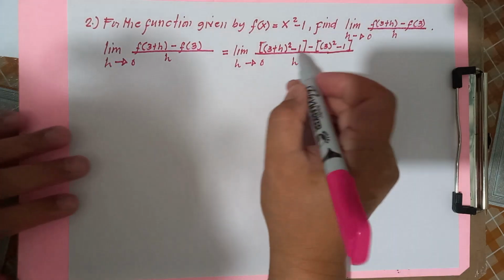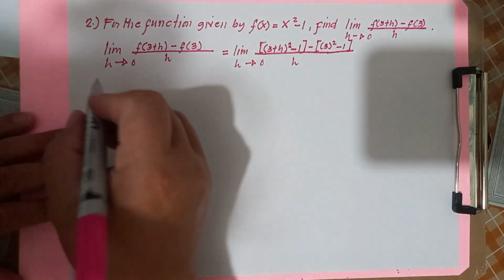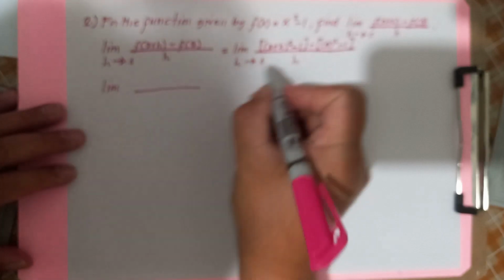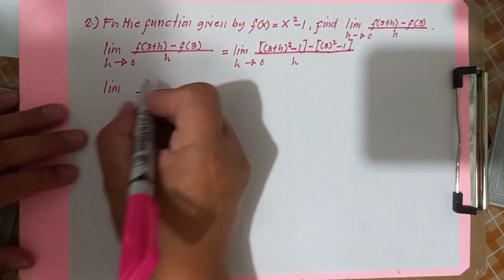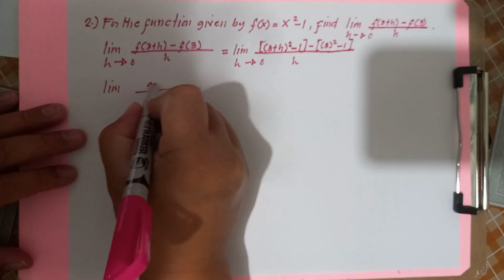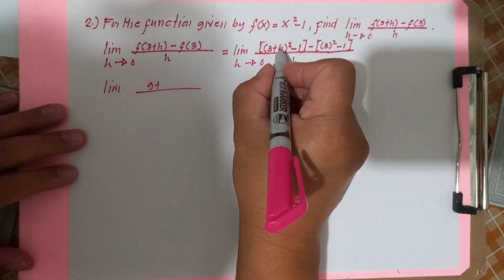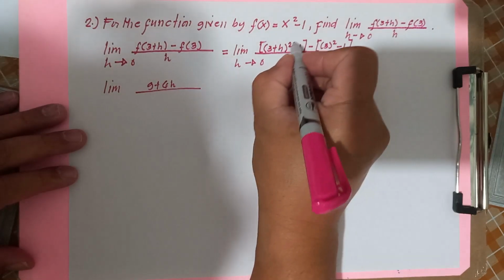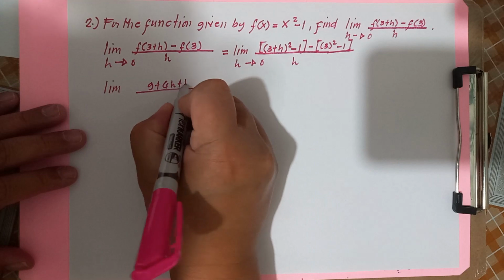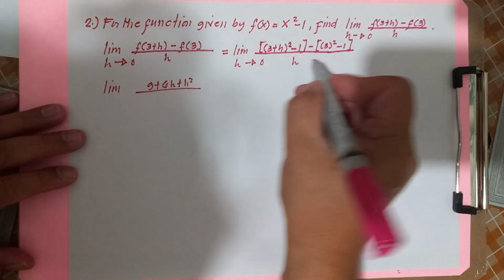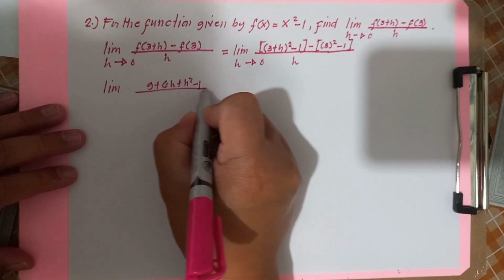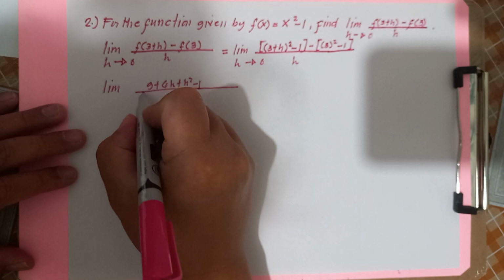Now let's try to copy that one and at the same time expand. So the limit, let's try to expand this one. So we have to have the 9 plus 3 multiplied by 2 multiplied by h. So we have 6h, and plus h raised to the second power. Of course, that is minus 1.